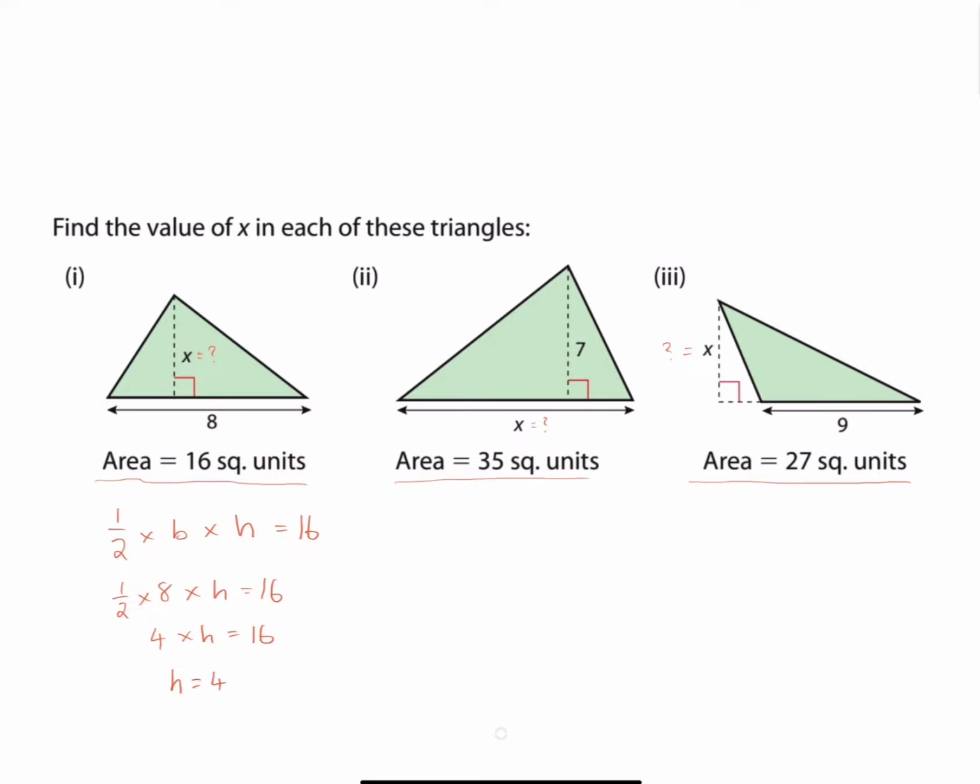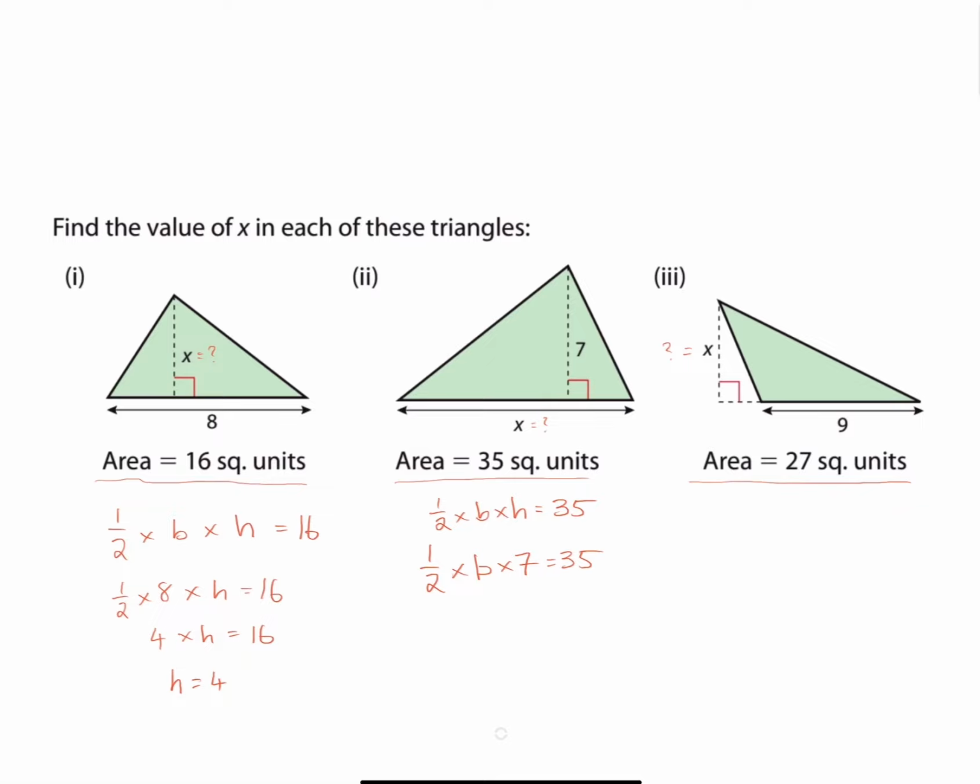Let's have a look at this one over here. Remember the formula, half multiplied by the base multiplied by the height equals, and the area here is 35. Now we know that the height is 7. The question tells us that. So a half multiplied by the base, we don't know what the base is, multiplied by 7 equals 35. So let's multiply the half by 7. What is 7 multiplied by a half?